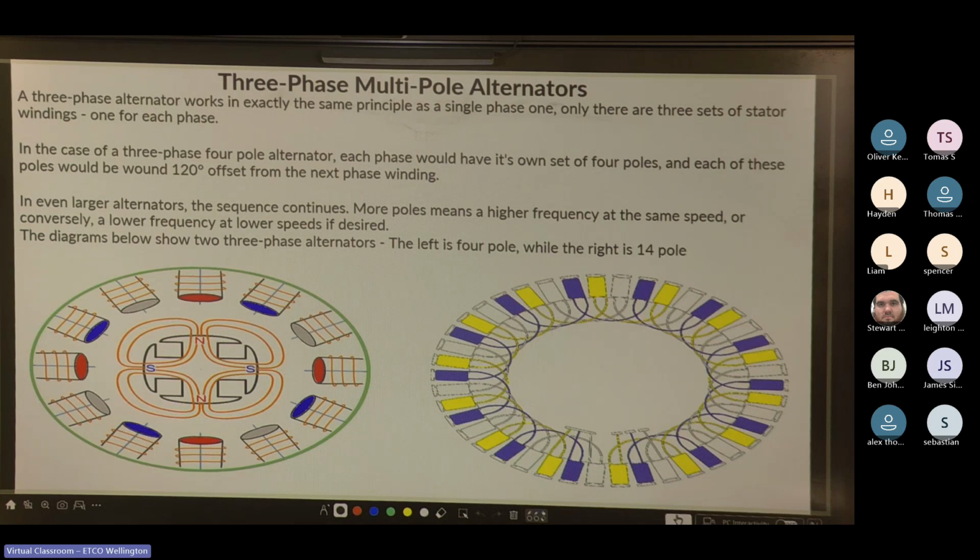So you see the one on the left there, that would be generally for your steam or gas-powered generation, because it will spin a lot faster and produce the same frequency as the one on the right, which is for low speed, producing the same frequency.